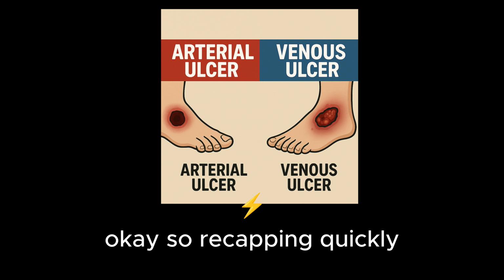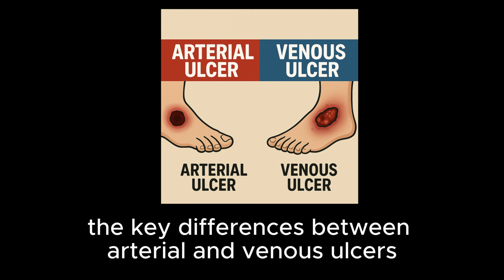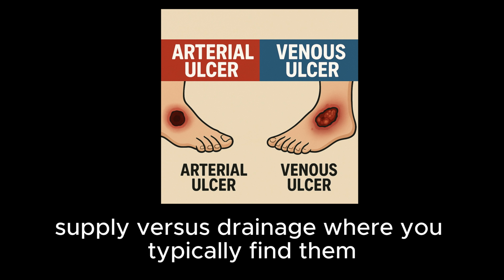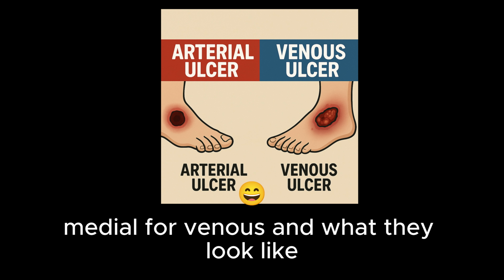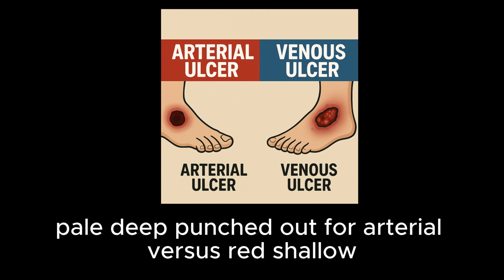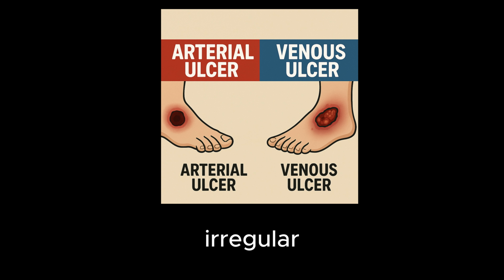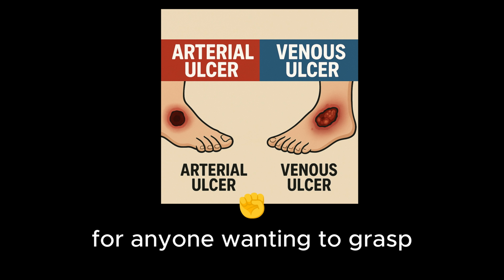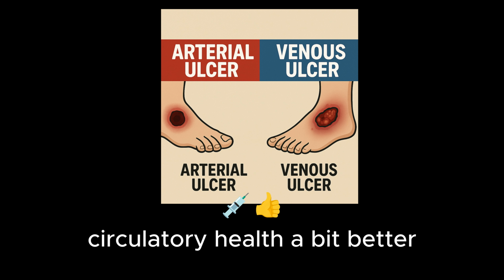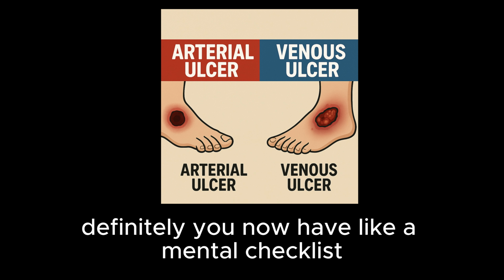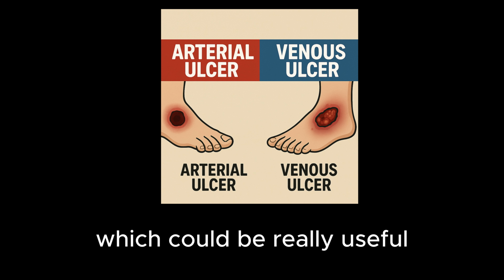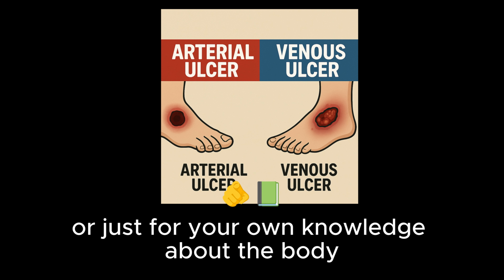That makes perfect sense. Okay, so recapping quickly, we've really unpacked the key differences between arterial and venous ulcers. Yep. Looked at their root causes, supply versus drainage. Where you typically find them, think lateral ankle for arterial, medial for venous. And what they look like. Pale, deep, punched out for arterial versus red, shallow, irregular, often with surrounding swelling and staining for venous. Right. Understanding these is pretty vital for anyone wanting to grasp circulatory health a bit better. Definitely. You now have a mental checklist, a toolkit to quickly tell these conditions apart, which could be really useful if you've ever heard them discussed, or just for your own knowledge about how the body works.